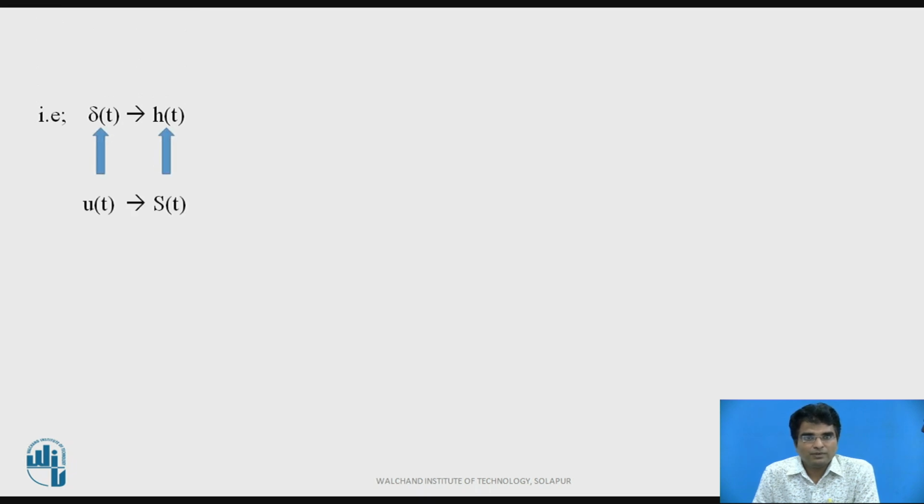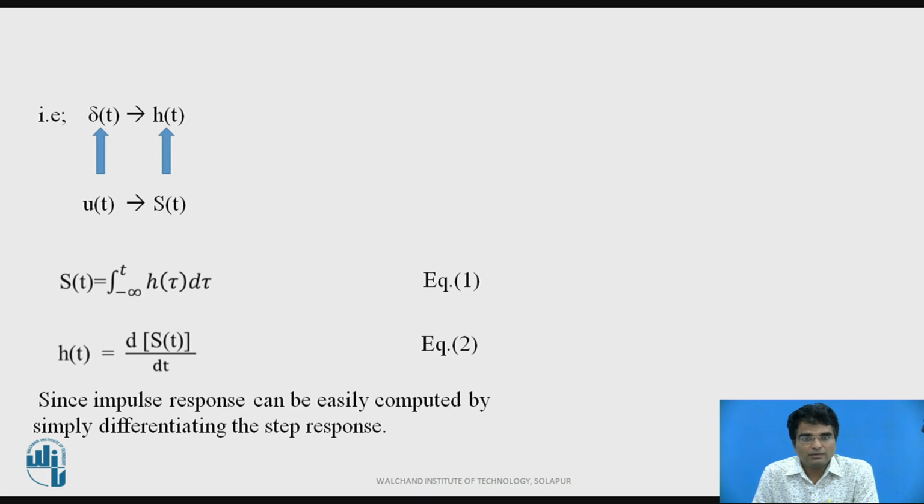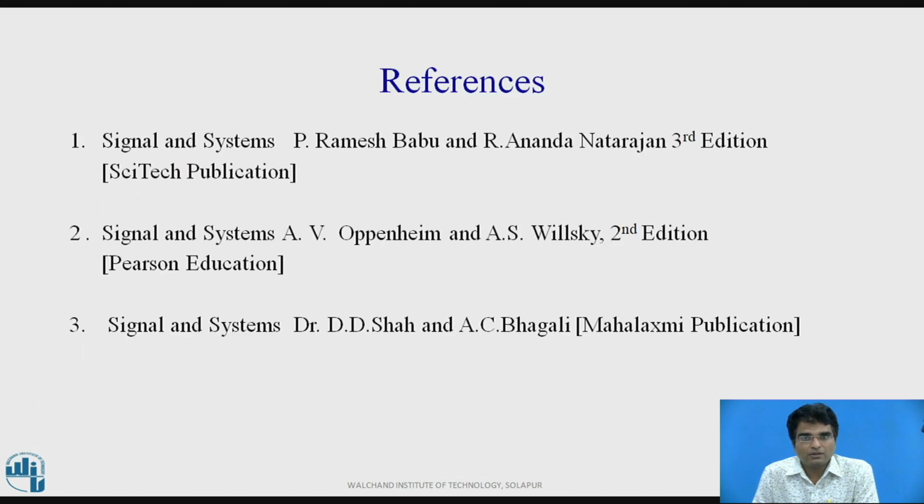Here the unit step signal u of t as input produces the output s of t, the same as h of t for the delta unit impulse signal. s of t equals the integral from minus infinity to t of h of tau d tau, which is given by equation 1. h of t equals the derivative of s of t with respect to t, which is given by equation 2, since the impulse response can be easily computed by simply differentiating the step response.